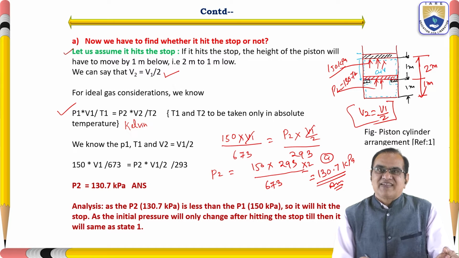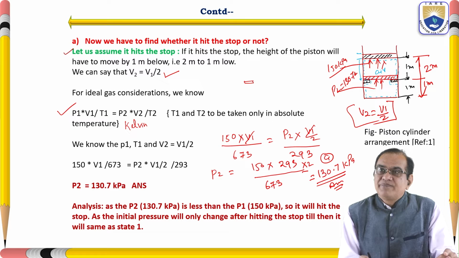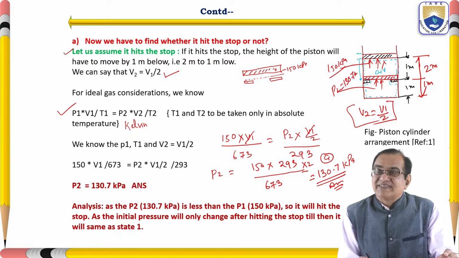So the initial pressure will only change after hitting the stop. Because if it is not hitting, it will move slowly, but the pressure will be the same till the time it reaches the stop. These are the two stops and this is your cylinder here. It is very good to understand this. The piston will move until just before touching somewhere here, with the same pressure of 150 kPa. As and when it just hits, the pressure will drop to 130.7.